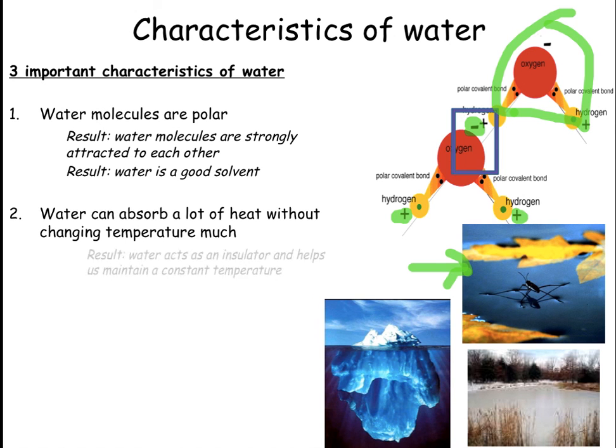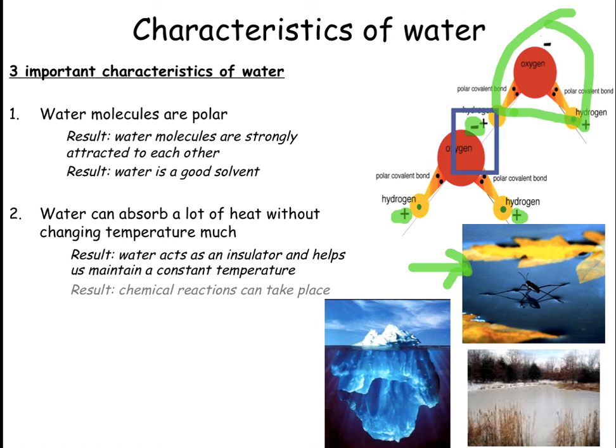This is important because in our own bodies, water acts as an insulator and helps us maintain a constant temperature, preventing us from getting too hot too quickly. It also allows life-sustaining chemical reactions to take place because chemical reactions can only happen at normal medium temperatures, not temperatures that are too hot or too cold.